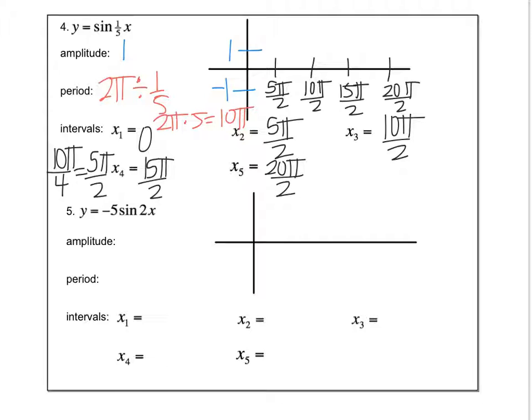Where does this start? Starts at 0 at the intercept. Then max, intercept, min, intercept.